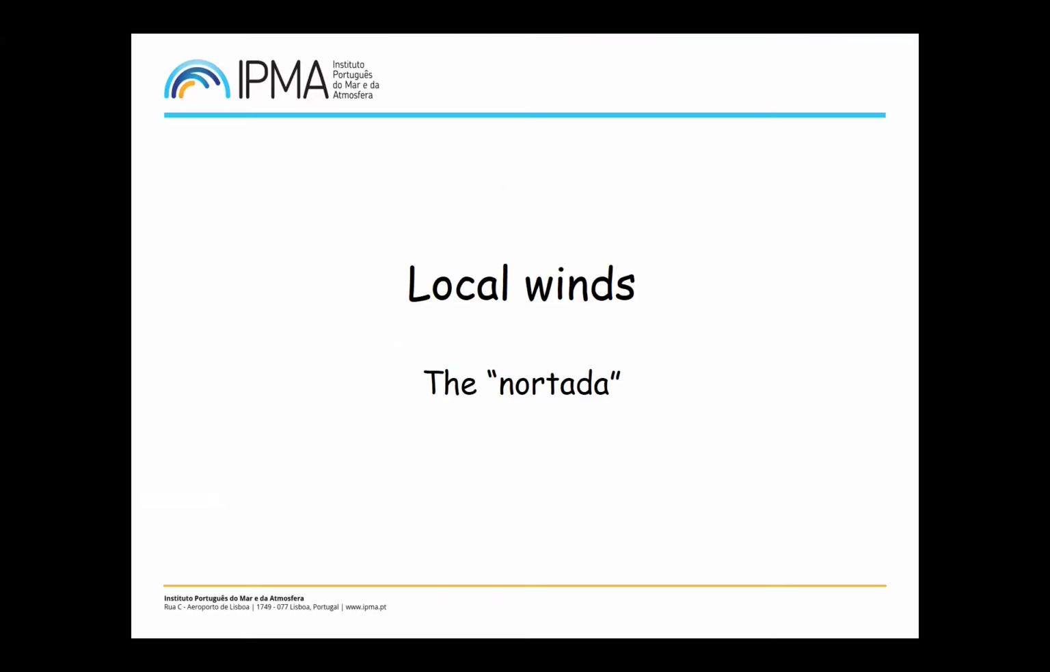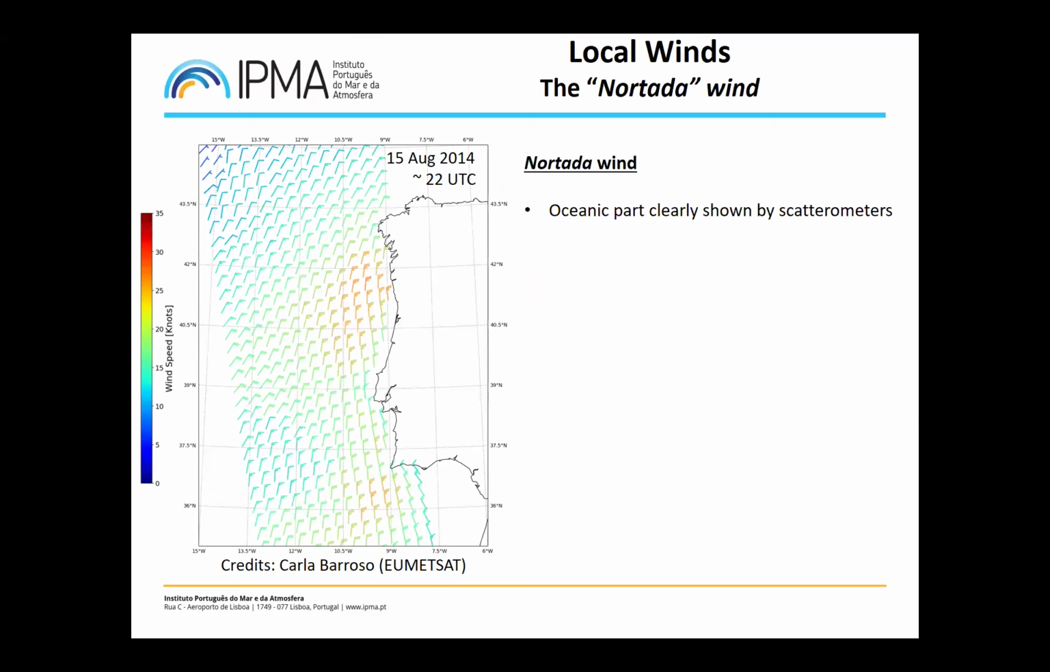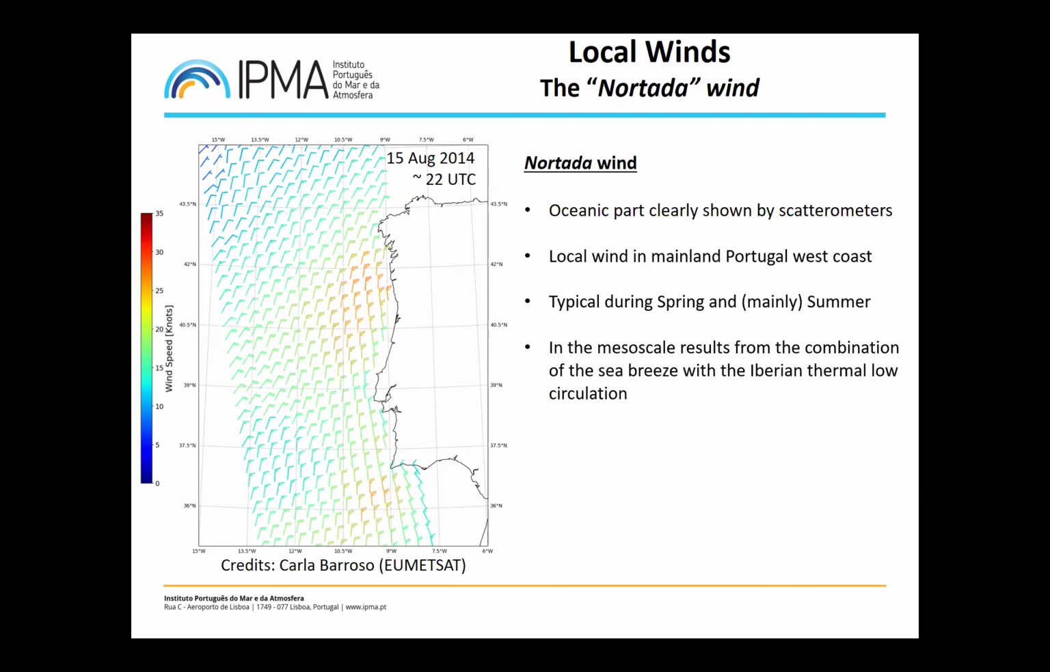Regarding local winds, I will talk to you about the Nortada, which is a very local wind here in Portugal, and which the oceanic part is clearly shown by scatterometers. As I mentioned, it affects the mainland Portugal west coast, and it's very typical during spring and mainly during summer. In the mesoscale, it results from the combination of the sea breeze with the Iberian thermal low circulation, and it fits the coastal low-level jet conceptual model. And also, it causes upwelling of colder waters to the surface here in the west coast.